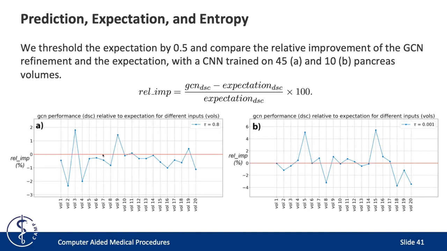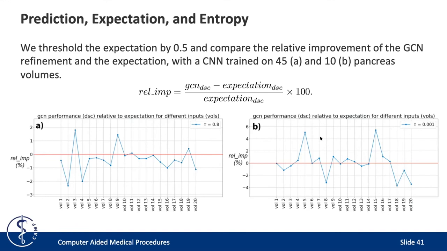The red line shows when the GCN is equal to the expectation. When the model is trained with a good amount of data, we can see improvement in some points, but also that the expectation could already be good when working with a network trained with a good amount of data. But when we look at this second graph, when the model was trained with only 10 volume samples, we can see there are more points where the GCN actually gives a better performance.